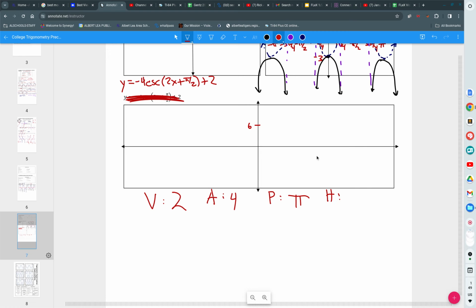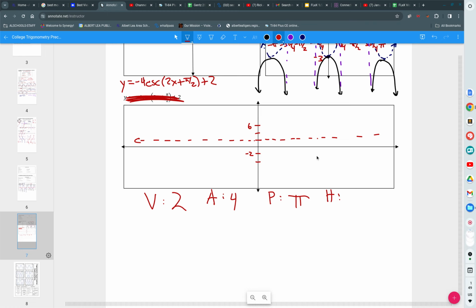From there, I'll go by 2. So I'll say that's 4 and that's 2. Each tick mark will be 2, and know that I have this new axis sitting here at 2. So I go up to 6 and down to -2. Any question or concern so far?